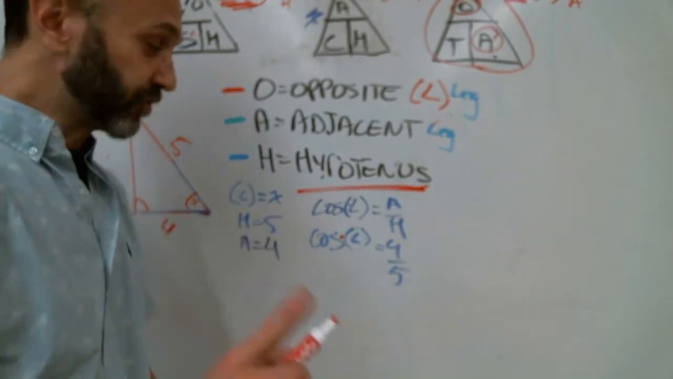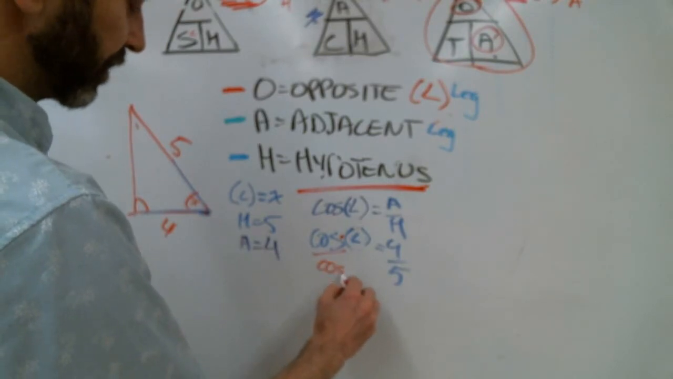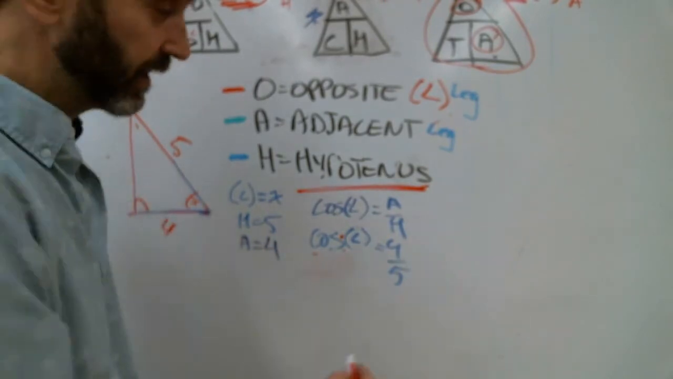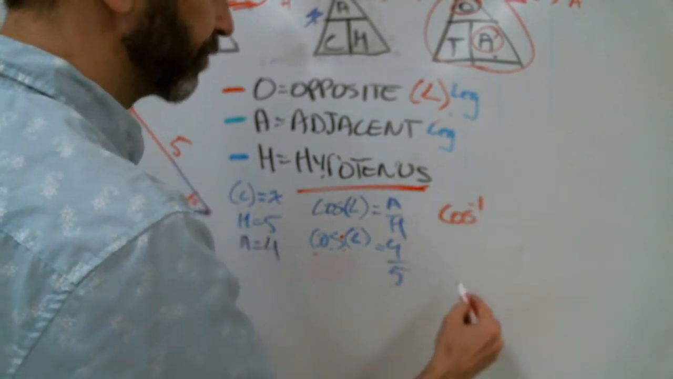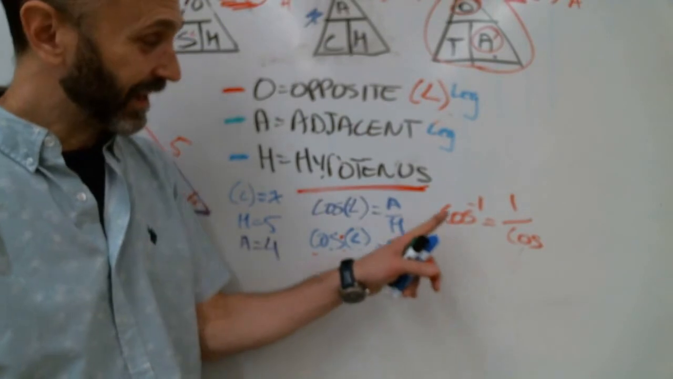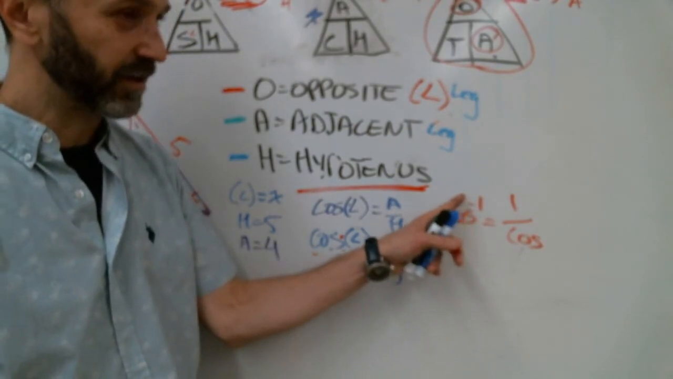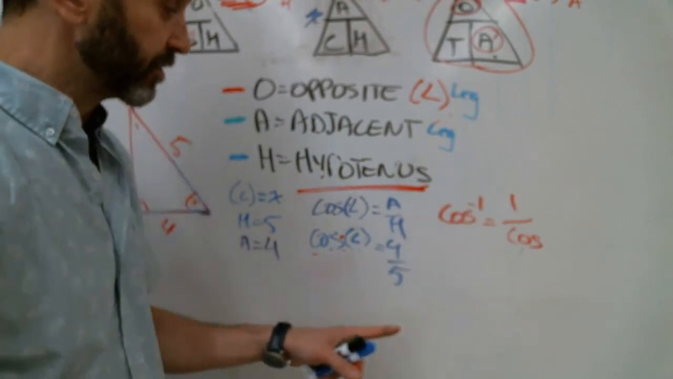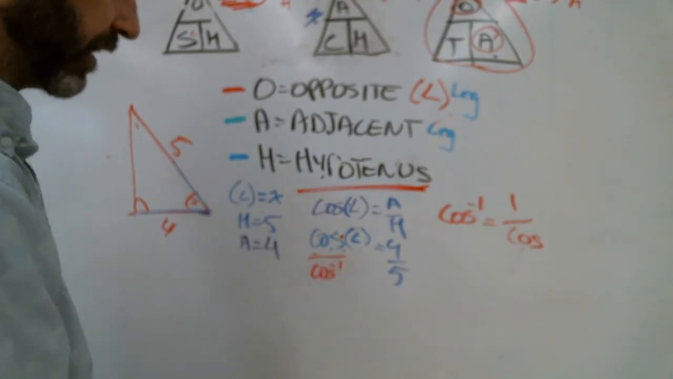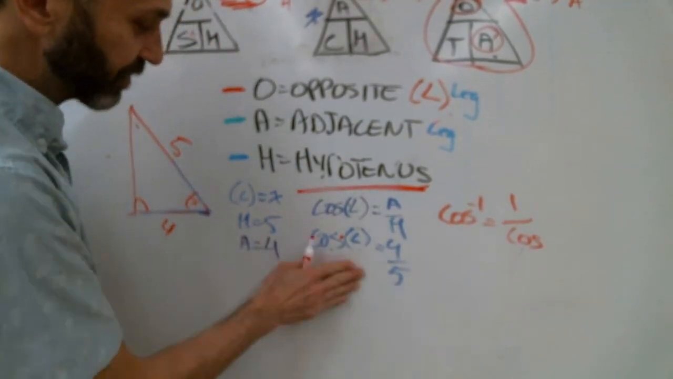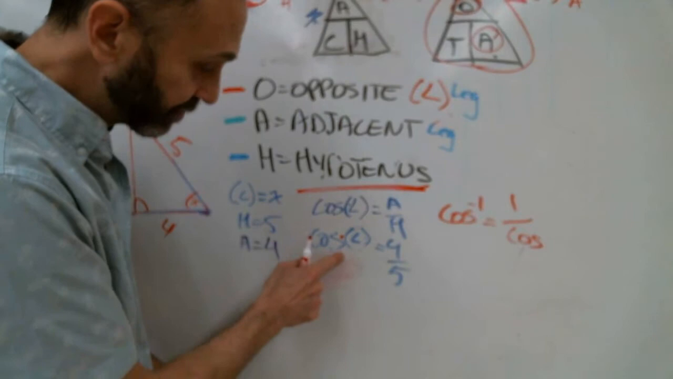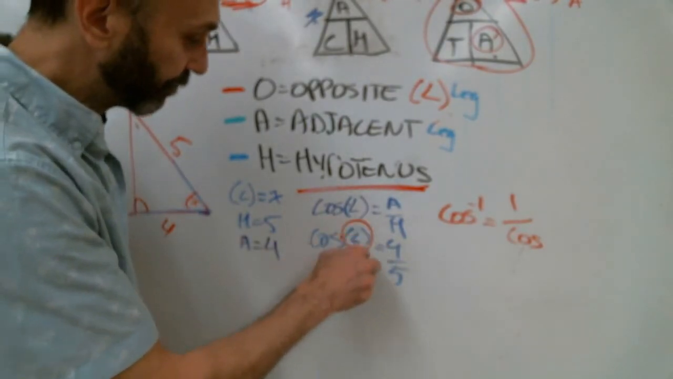Here's where you have to use some of your integer laws though, because if I divide by cos, that's the same as doing something we call the inverse of cosine. So cosine to the negative 1 is going to be equivalent to 1 over cosine. That's the negative exponent law. On your calculator, you're going to see a button that says cos to the negative 1. And when we use that, we're actually dividing by the cosine. So that's how we get rid of the cos ratio when we're trying to solve for the angle.